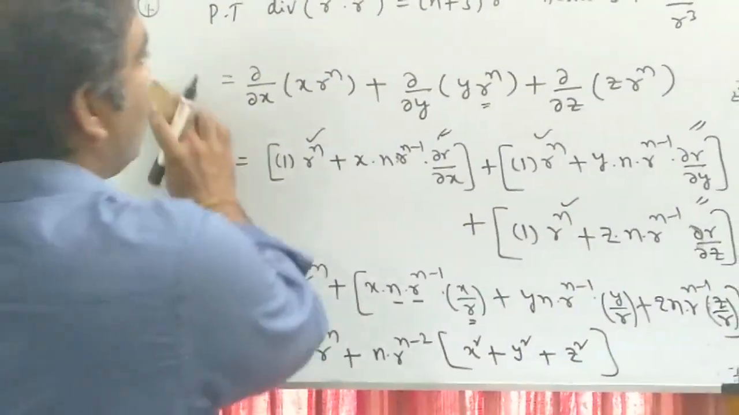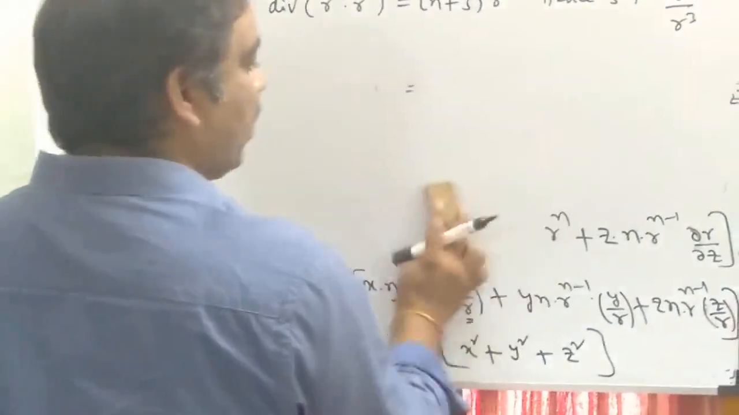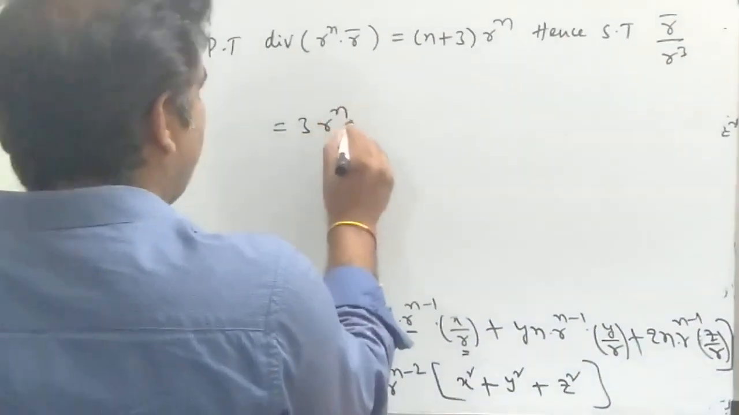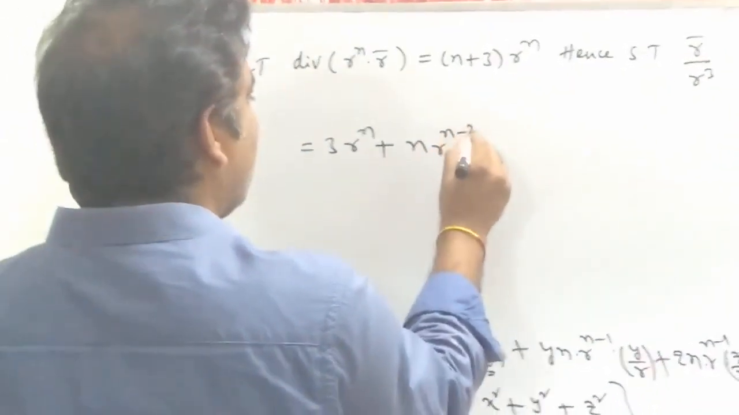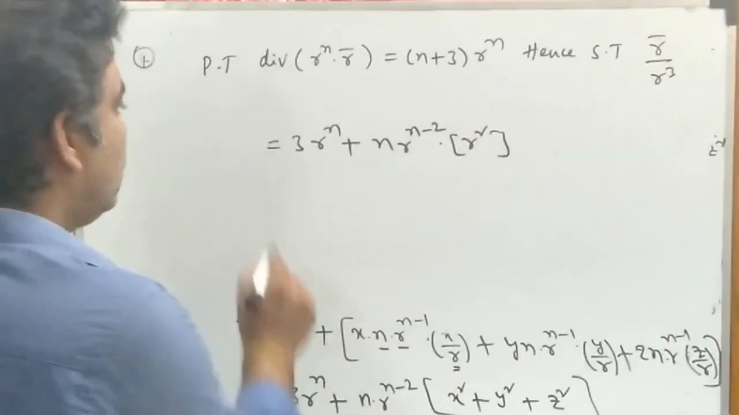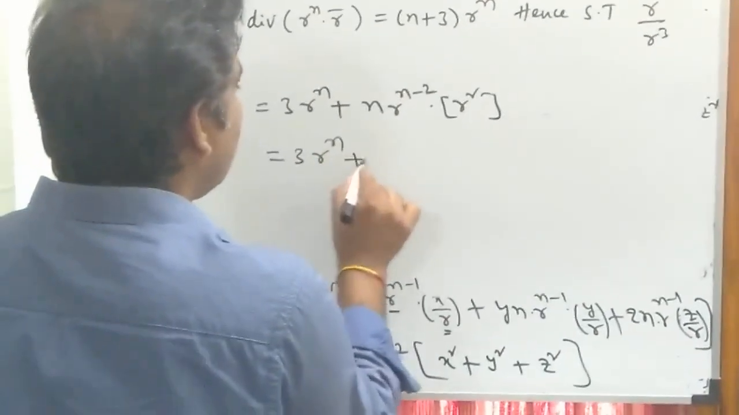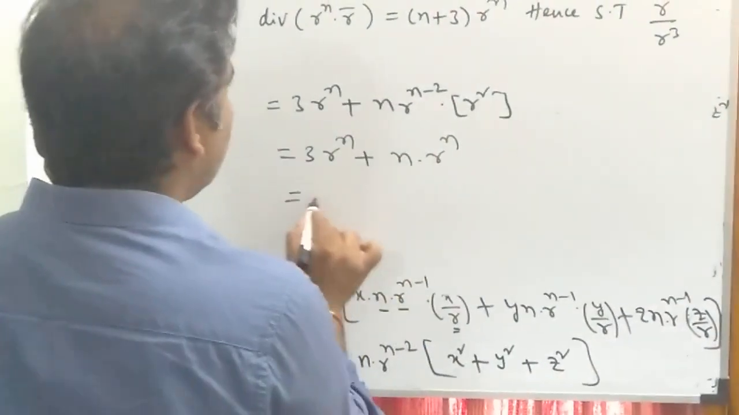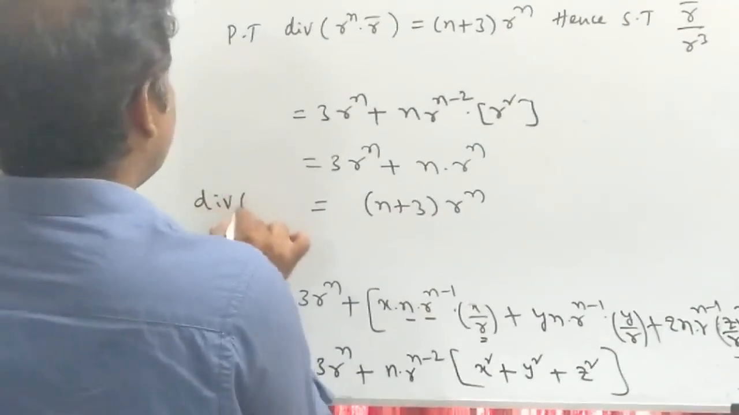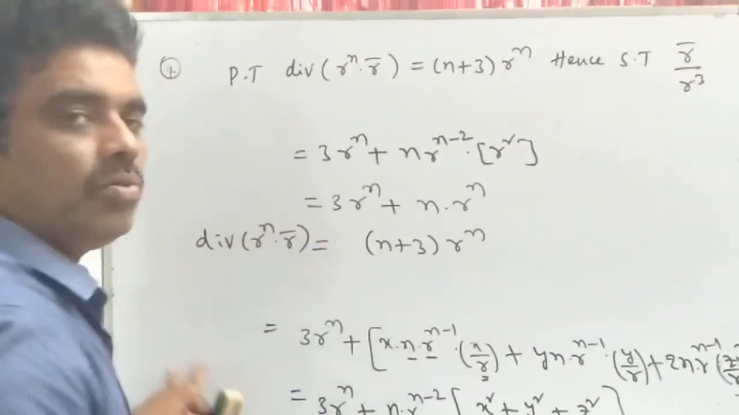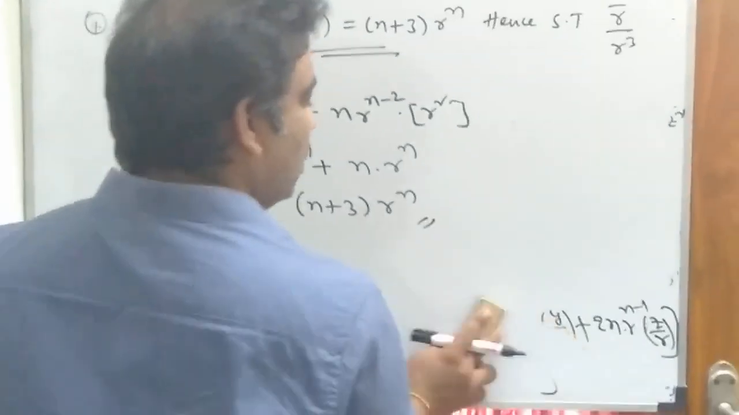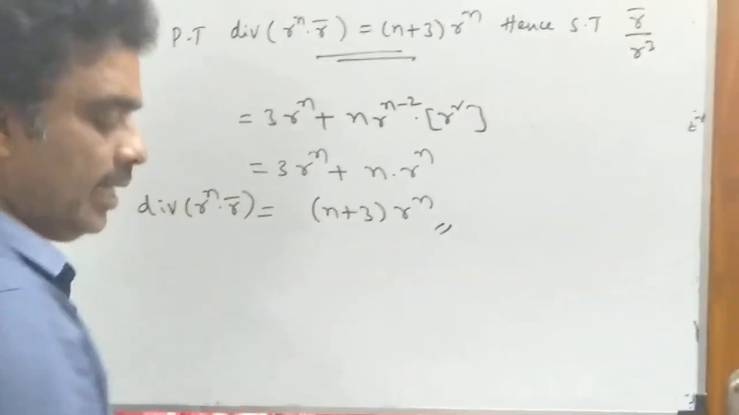But what is x square plus y square plus z square? This is r square. So 3 into r power n plus n into r power n minus 2 into the entire term equal to r square. Or I can write it as 3 r power n plus n into r power n, or (n plus 3) into r power n. This is the divergence of r power n into r bar. That is the first proof. Next, to show that the vector r bar by r cube is a solenoidal vector.